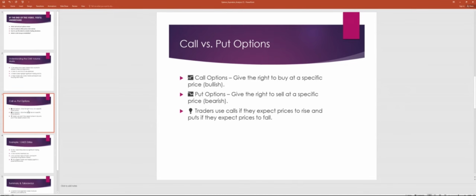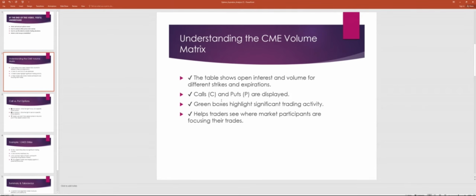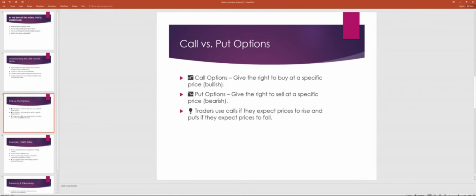So I'm going to take us back to the CME Group website, but I want to explain everything now. You can see the call versus the put options that I explained here. Wherever you see C, it means call, and whenever you see P, it means put. That's how it is being displayed. I think I'm too fast. Let me calm down a little bit.